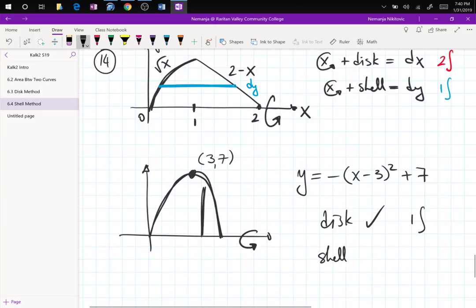Shell on x rotation requires dy. Look at your dy. It folds on its own, on the same function, right? Left and right are both writing the same function. So you're going to have this minus itself when you set it up, right? That's bad. So shell cannot be done at all, cannot be set up at all. So here is the example of a function where one is possible and one is not possible at all.